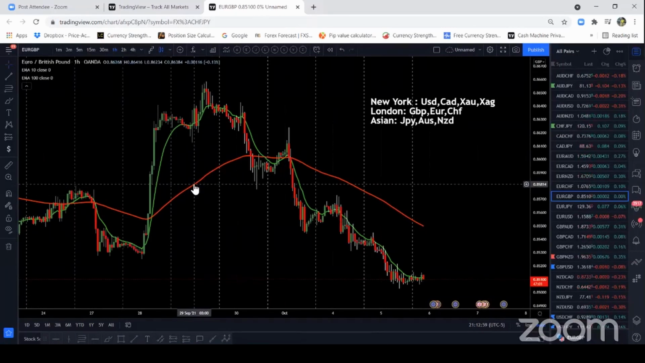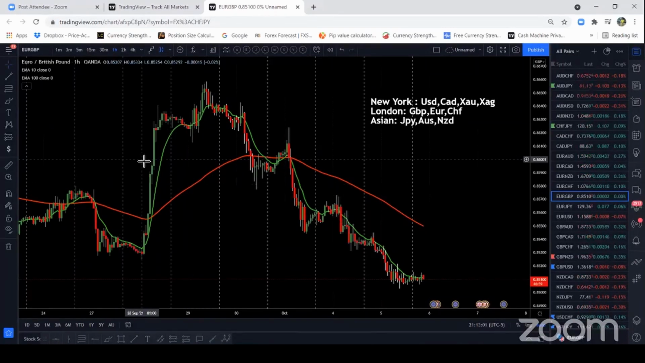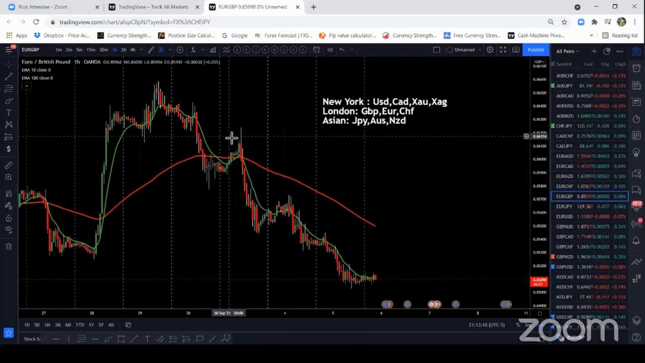And I like those two periods, those two lengths, because they tend to follow what's actually happening in price at that moment. So for right now, you're looking at Euro British pound, and you're seeing that it's in a downtrend. So what are you going to do? You're going to look for sales.